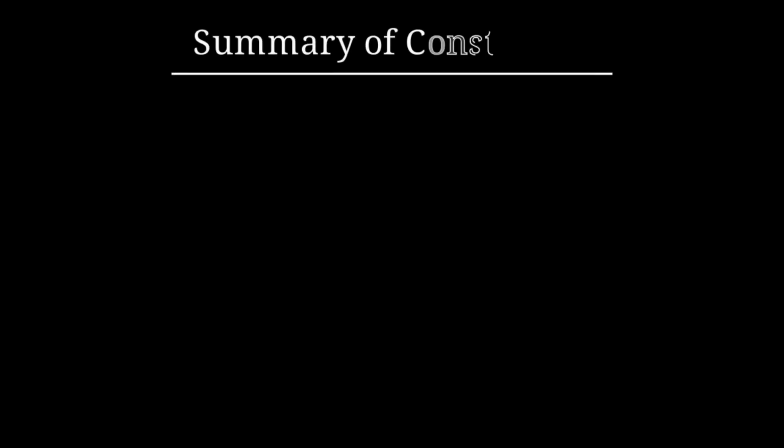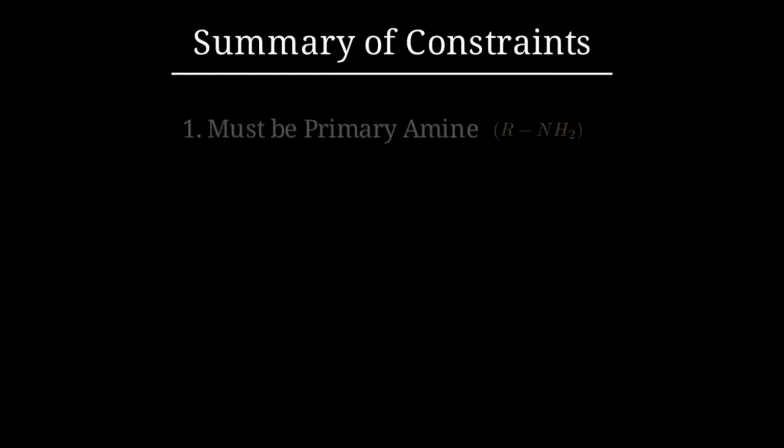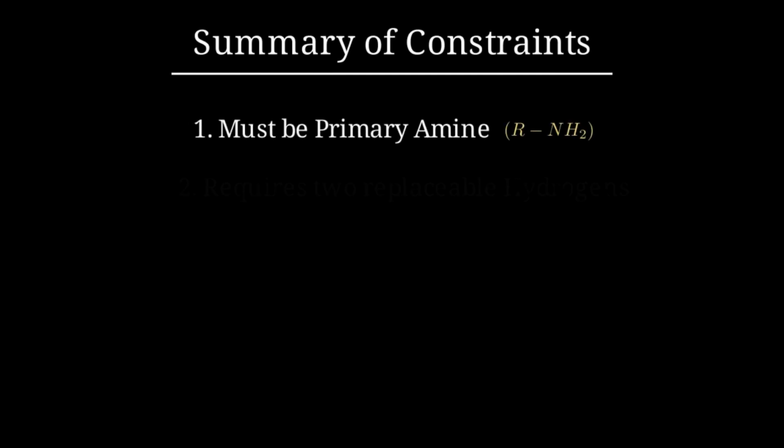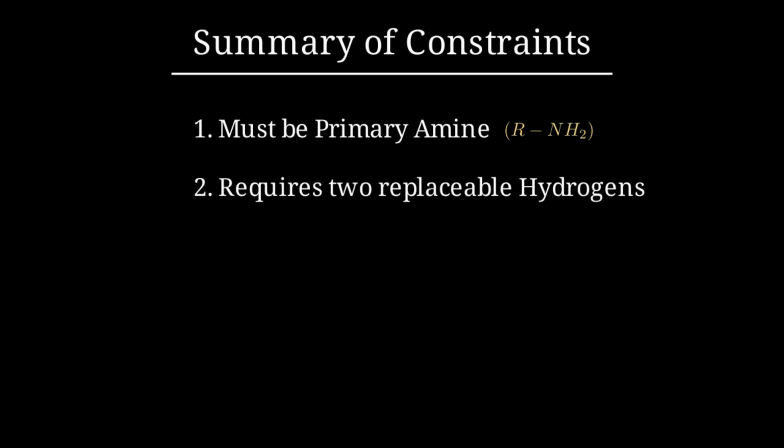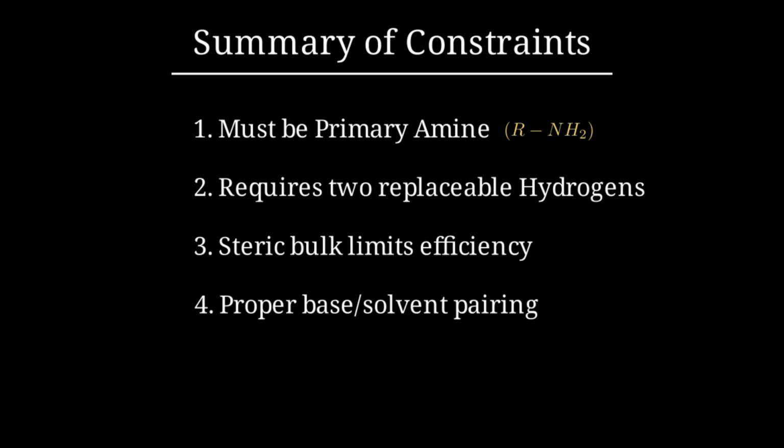To summarize, the primary constraint for isothiocyanate formation is the amine structure. Only primary amines provide the 2 hydrogens necessary for the double bond elimination process, while secondary and tertiary amines lead to different products or no reaction.